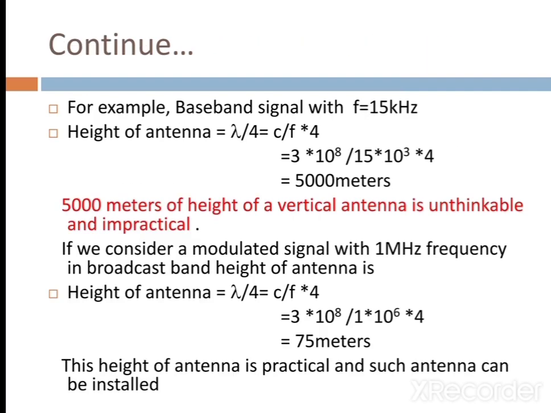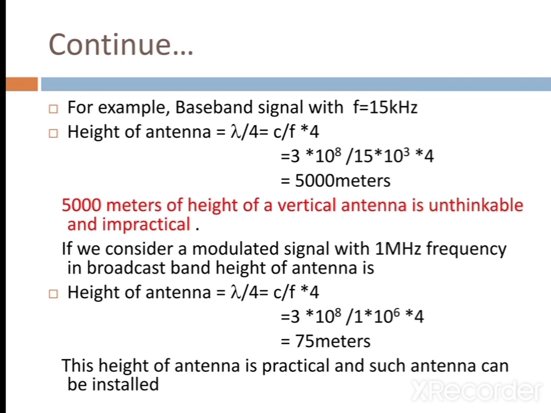Next, for example, our baseband signal has a frequency of 15 kilohertz. That means height of antenna is lambda by 4. In this equation put the value of c and f, that means 15 kilohertz, then find out the height of antenna. Then the height of antenna is 5000 meters. That means a 5000 meter vertical antenna is unthinkable and impractical.